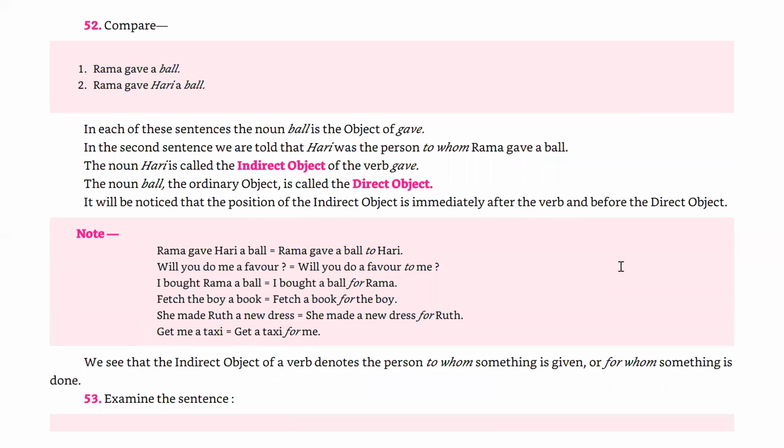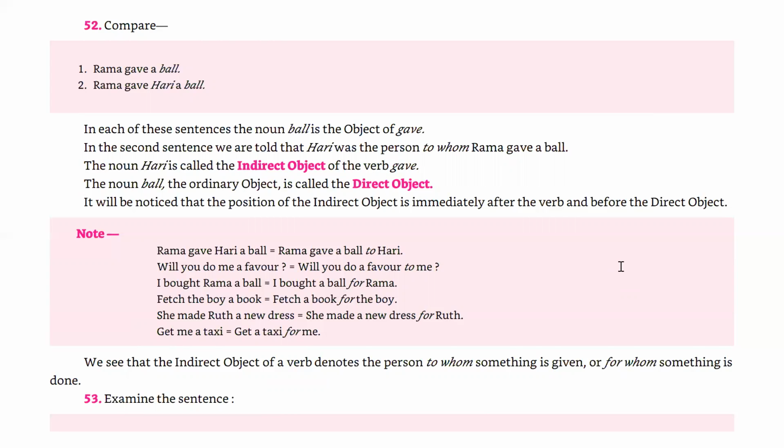Rama gave a ball. Rama gave Hari a ball. In this sentence Rama is the subject, gave is the verb, a ball is the object. Rama gave Hari a ball. Here Rama is the subject, gave is the verb, and the answers are Hari and ball. So there are two objects here.